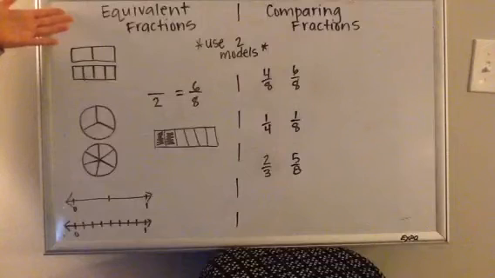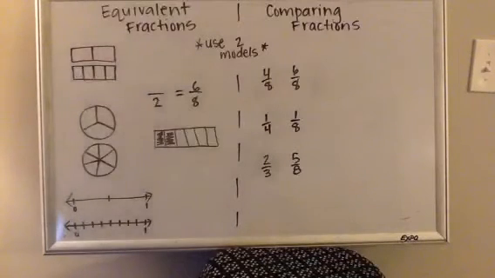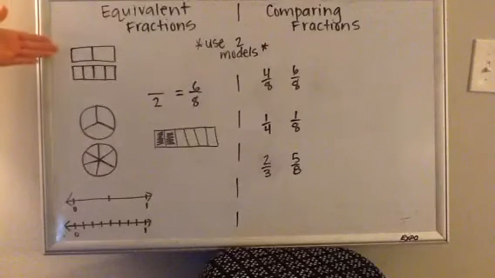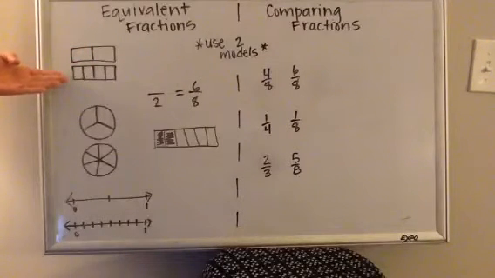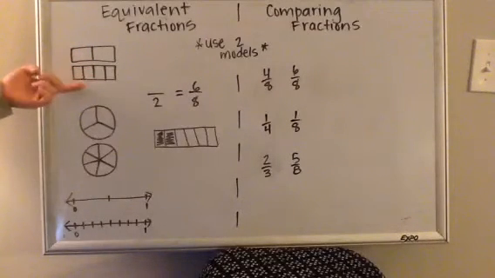First let's talk about equivalent fractions. When two fractions are equivalent, even though they might not look exactly the same, they take up the same amount of space. So if we look here, let's say this is a chocolate bar and it has two big chunks. It's broken into two chunks. Here's another chocolate bar and it's broken into four small chunks.